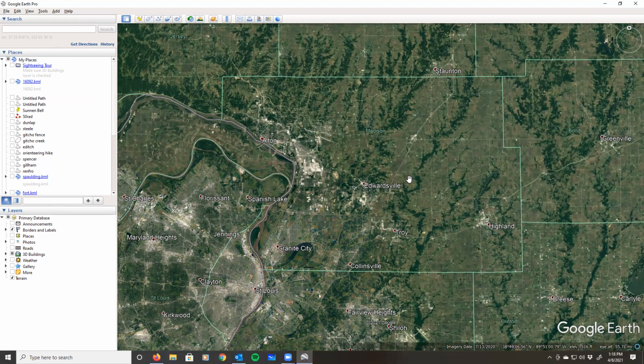So they actually have software now. On the NGS website, they do have software where you can create projections, and basically once you create the projection, then you can upload it into your data collector.